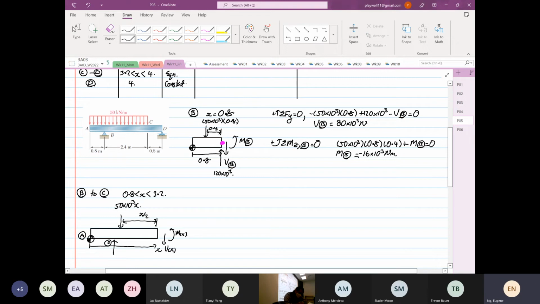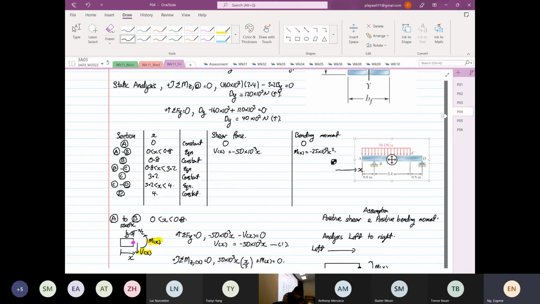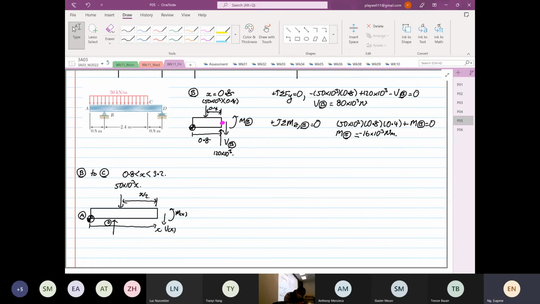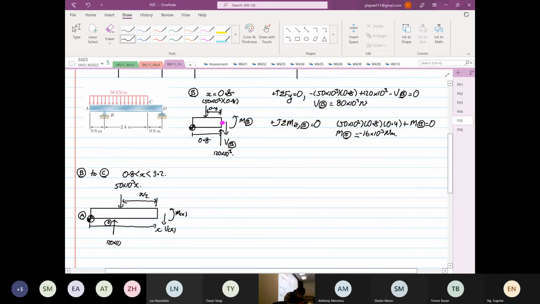At point B, we have a force going up at, can't remember now, 120? Yep, 120 times 10 to the power 3. The next important thing is the distance from here to here. It's x minus 0.8. So you have to get all your distances right, then the analysis gets easy.